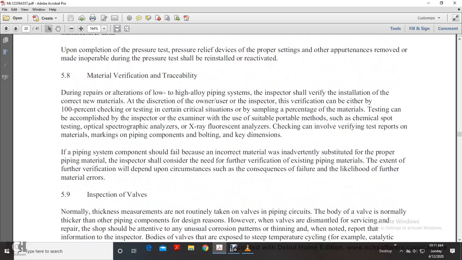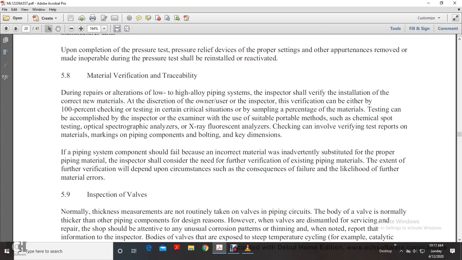Alright, 5.8, material verification and traceability. During repairs or alterations of low and high alloy piping systems, the inspector should verify that the correct new parts are installed, at the discretion of the owner, user, or the inspector. The verification may be 100% checking and testing in certain critical situations. Sampling a percentage of the material testing can be accomplished by the inspector or examiner using suitable portable methods.